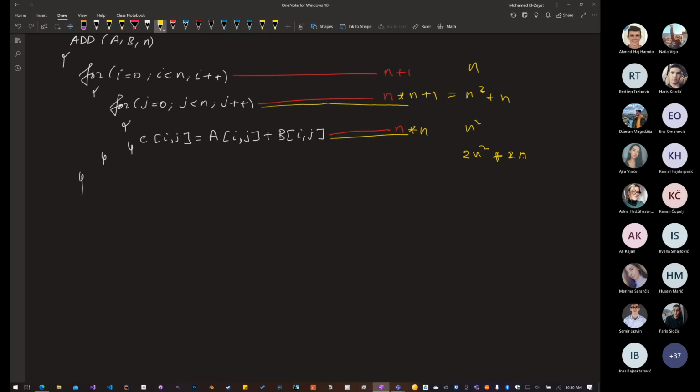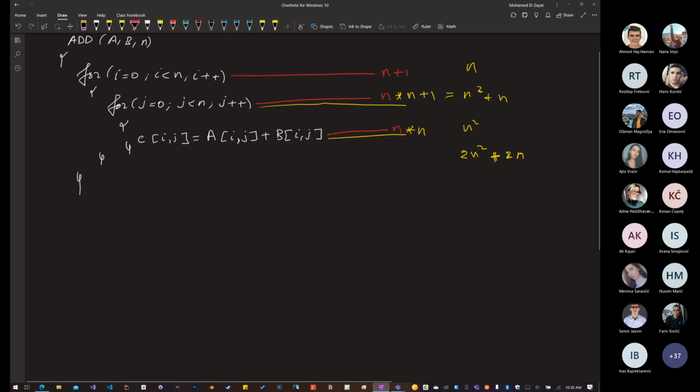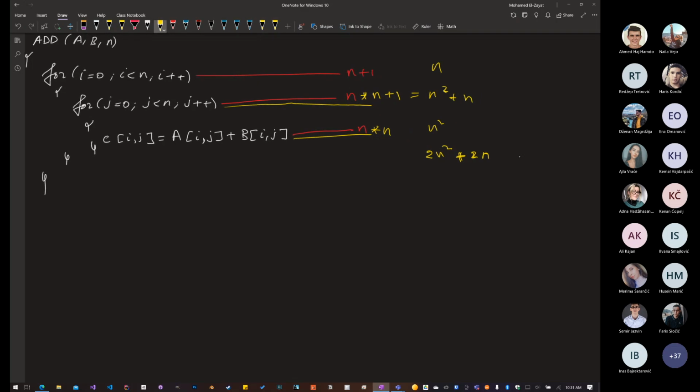Okay. Oh, sorry, plus 1, before I forget that. Maybe even plus 2. Or no, it's actually plus 1. Okay, so this is basically how you calculate the complexity of it.